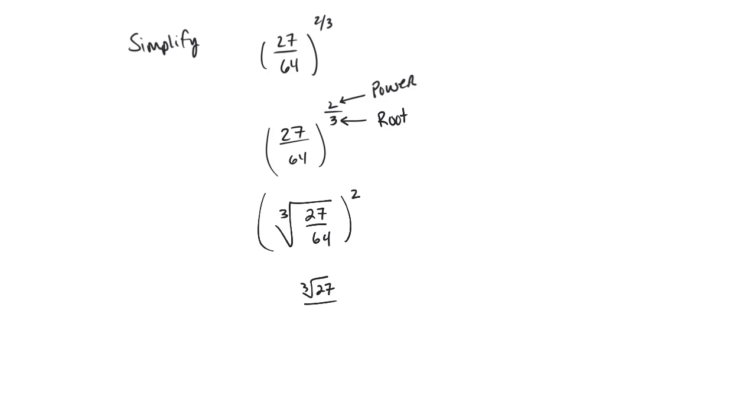27 and then cube root of 64, so we can just take and cube root the numerator and the denominator separately. Cube root of 27 is 3, cube root of 64 is 4, and then when I square those, I would get squaring in the numerator, 3 squared is 9, 4 squared is 16. So my final answer is 9/16.